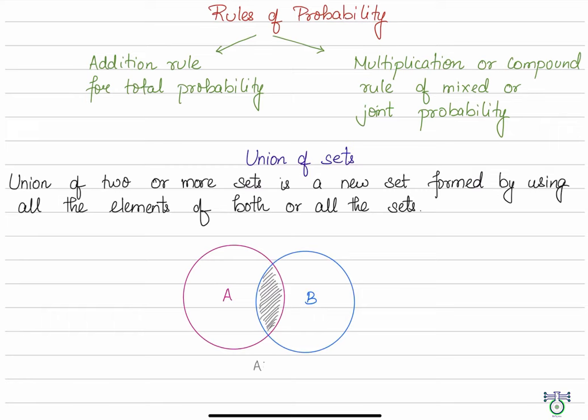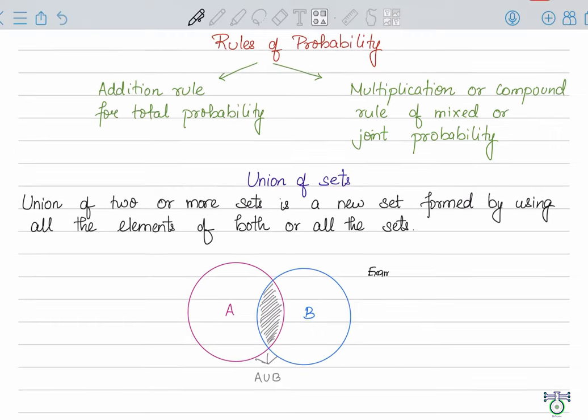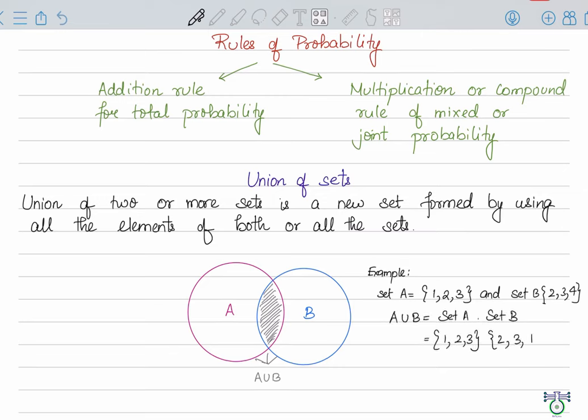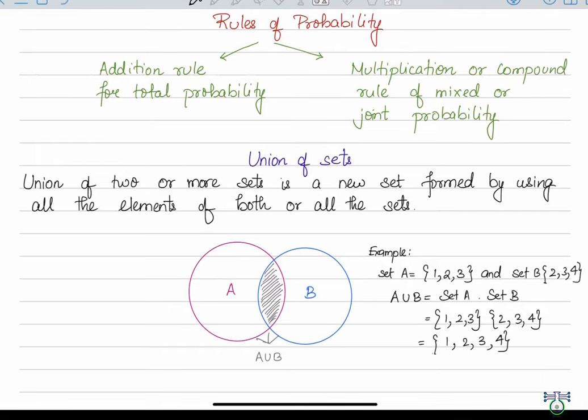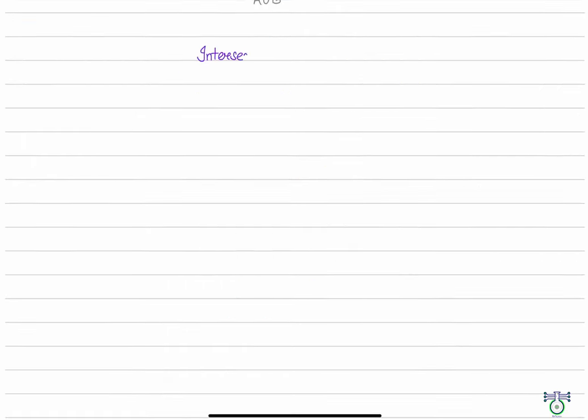We have 1, 2, 3. And set B, we have 2, 3, 4. For A union B, both sets A and B would be used. And we would find that 1, 2, 3, 4, the common ground, forms the union of A and B, which is also shown in the Venn diagram.